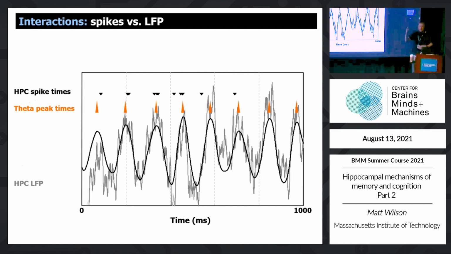One is the relationship of spike activity to the local field potential, or the theta oscillation. So here you have the hippocampal local field potential, the theta oscillation, and you have spiking in the hippocampus and spiking in the prefrontal cortex. That's what we're going to be looking at.